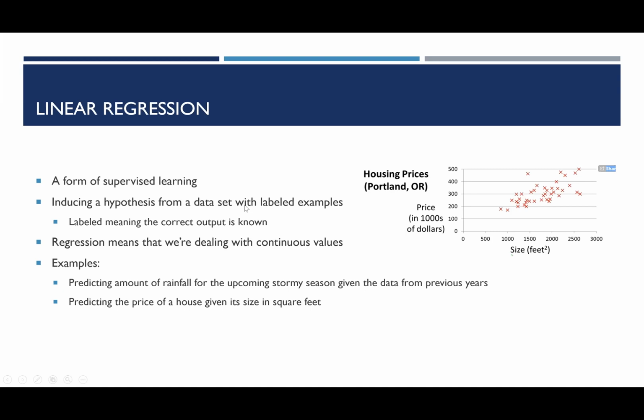Examples include predicting amount of rainfall for the upcoming stormy season, given the data from previous years, as well as predicting the price of a house given its size in square feet. So over on the side, you can see you have size in square feet on the X axis and its price in dollars. And this is basically just a little visualization of a data set that can be used in linear regression.